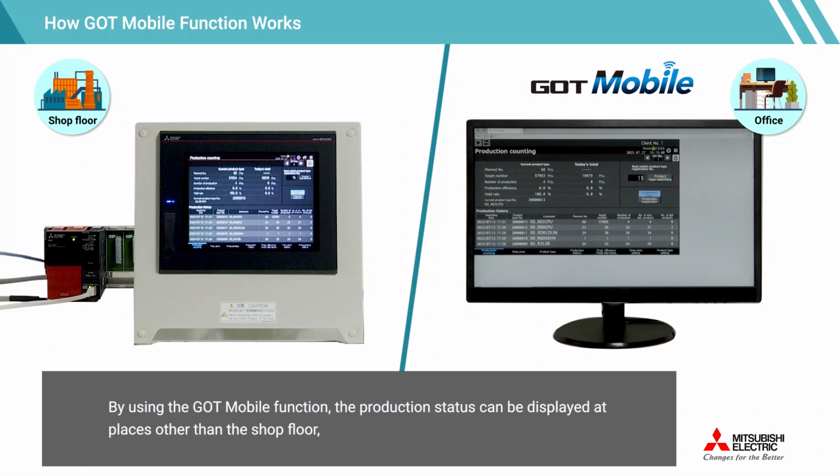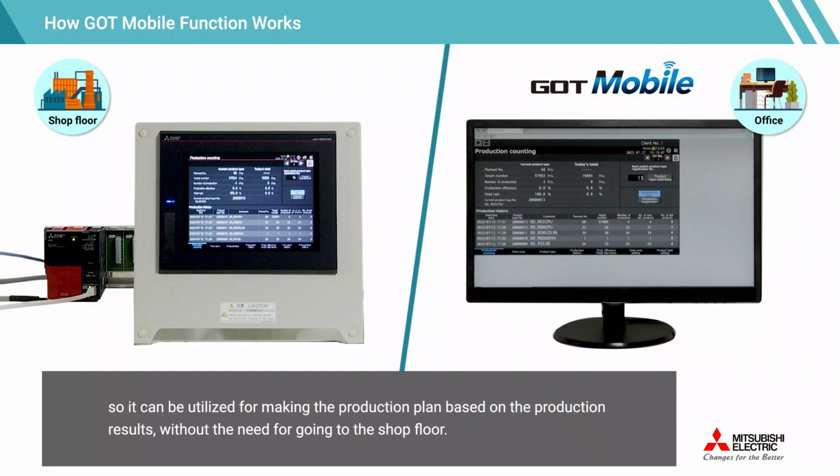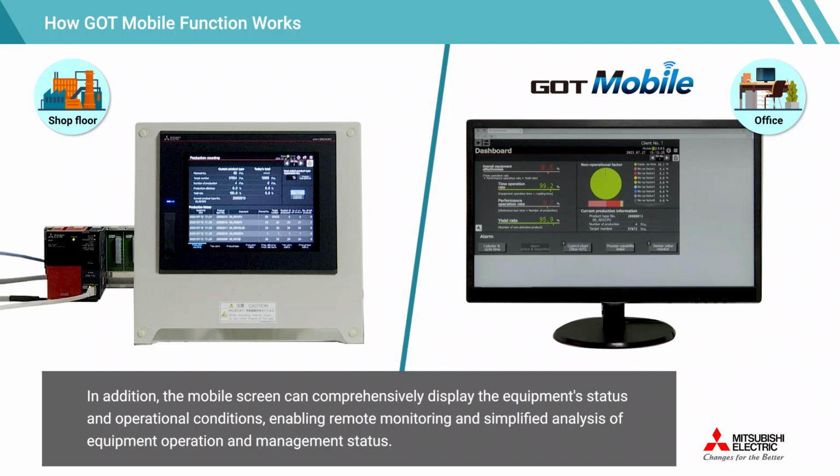By using the GOT mobile function, the production status can be displayed at places other than the shop floor, so it can be utilized for making the production plan based on the production results, without the need for going to the shop floor. In addition, the mobile screen can comprehensively display the equipment's status and operational conditions, enabling remote monitoring and simplified analysis of equipment operation and management status.